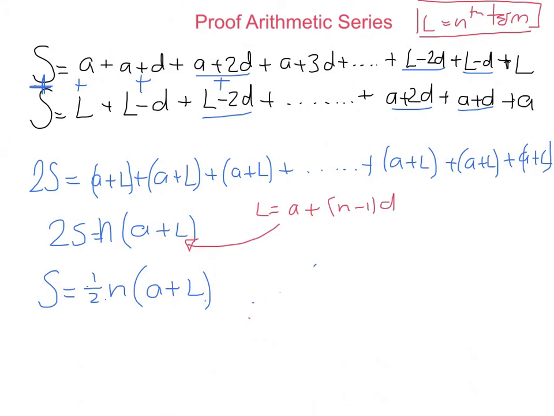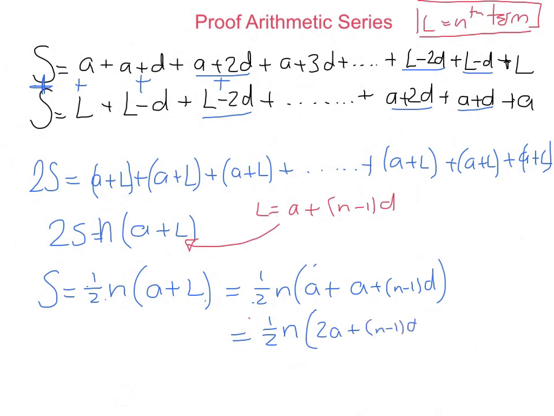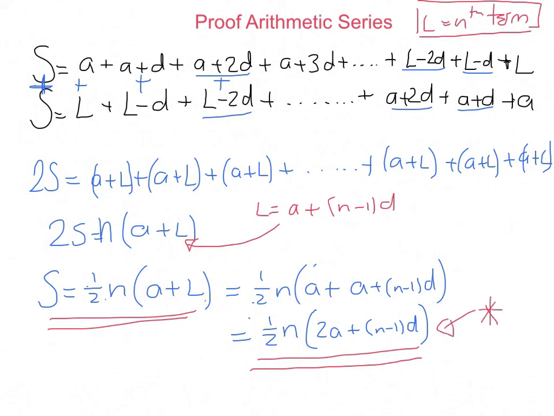But by subbing in this a plus n minus 1 d instead of L, we can also write the formula like this: a plus n minus 1 d, it's the last term. And then we can bring those two a's together to give us a half n, 2a plus n minus 1 d. And that's the other way you might see the formula written. This is one way, this is the other way, and if you're doing a full proof, you want to end up with this form here, which is the standard formula for the sum of an arithmetic series, starting at a and with common difference d.